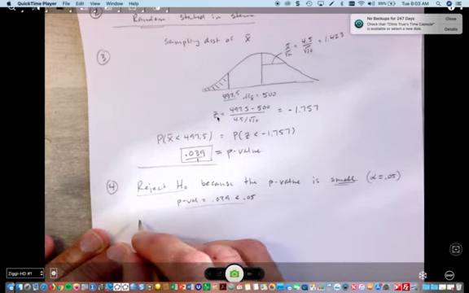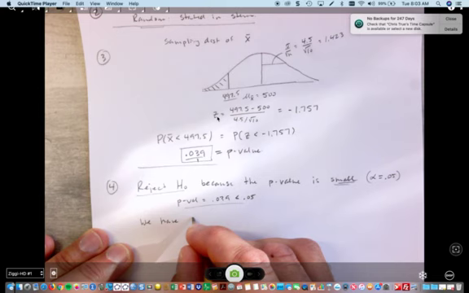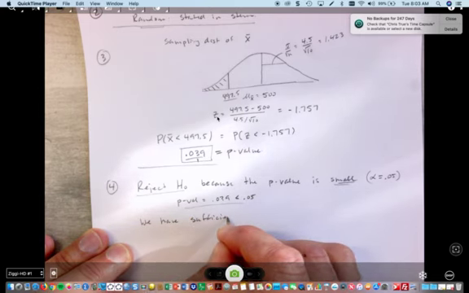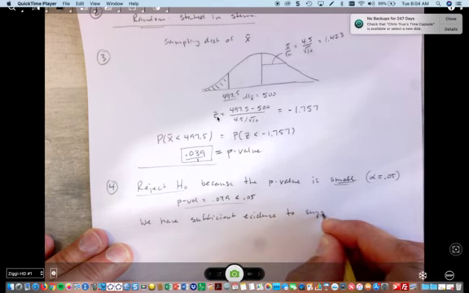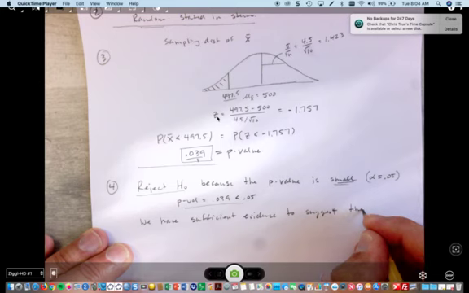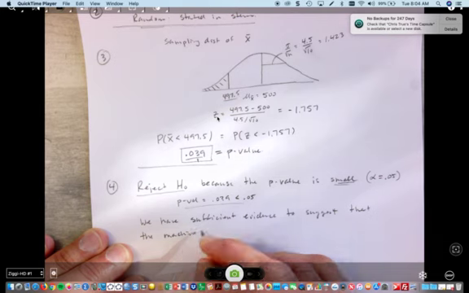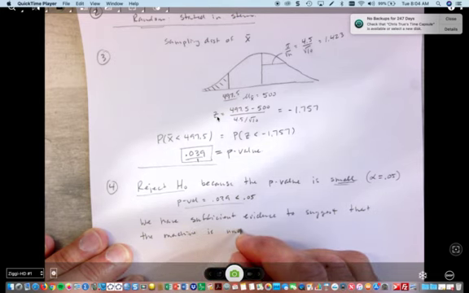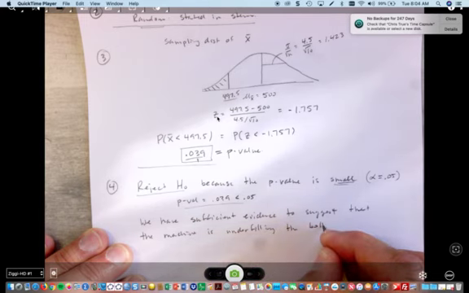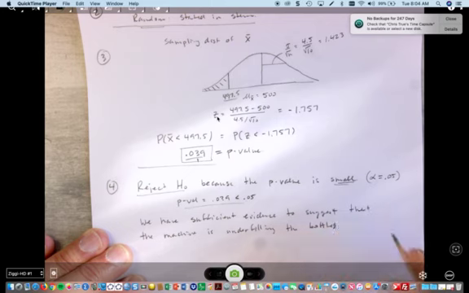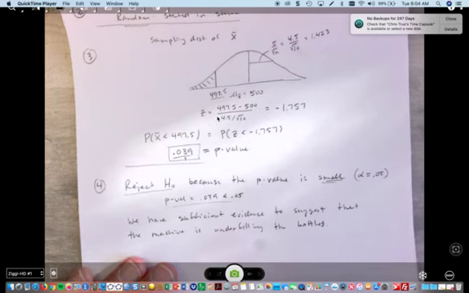This is a nice template that you can use. I'm going to say we have sufficient evidence to suggest that the machine is underfilling the bottles. And so the conclusion here is the quality control engineer should probably shut down the machine and recalibrate it.